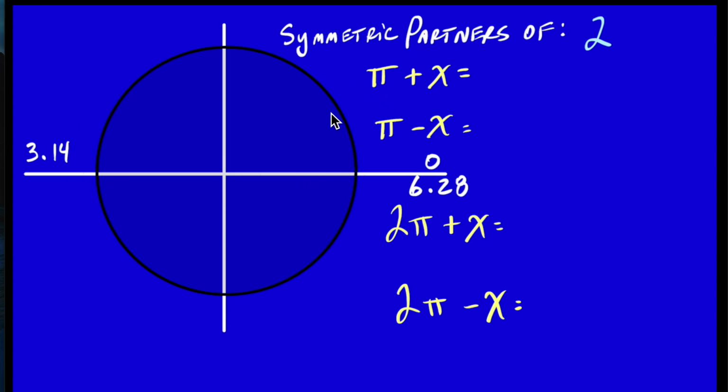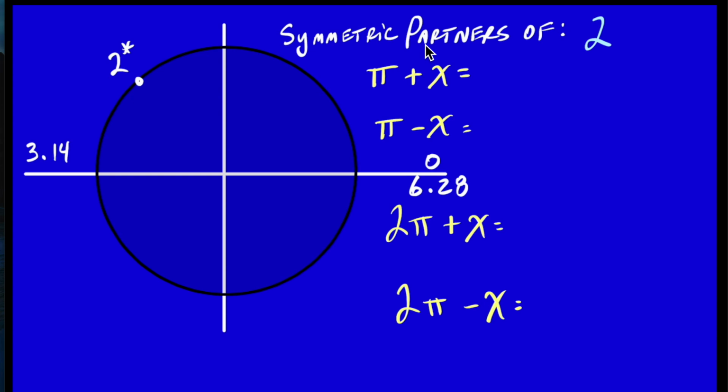Recall, a radian along the unit circle is simply the length of the radius. So this would be 1 radius, otherwise known as 1 radian. Okay, using this as the length of our radius, that would be 1 radius approximately, and then this would be 2 radiuses or radii. So I'm going to put right here as 2. That's what they want to find the symmetric partners of.